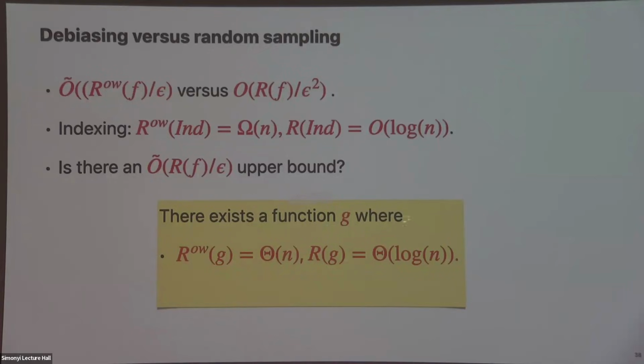There exists a function g where the one-way communication is linear, the multi-round is log n. So the two upper bounds we'd have are log n over epsilon squared and n over epsilon. And you can show a lower bound of 1 over epsilon squared for epsilon larger than 1 over n. 1 over n is the point at which these two bounds would be the same. And this is saying that below that, random sampling actually wins.